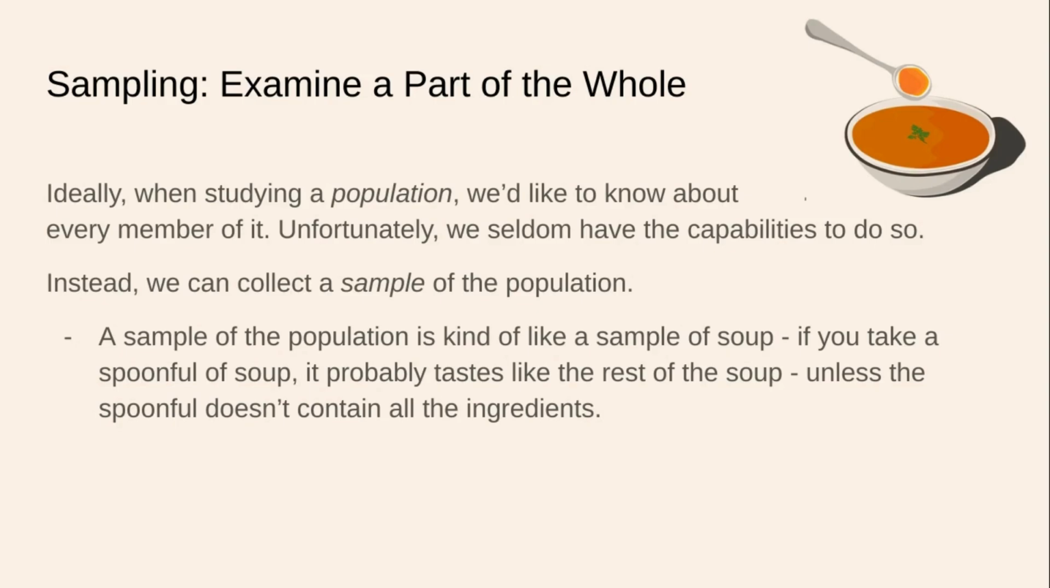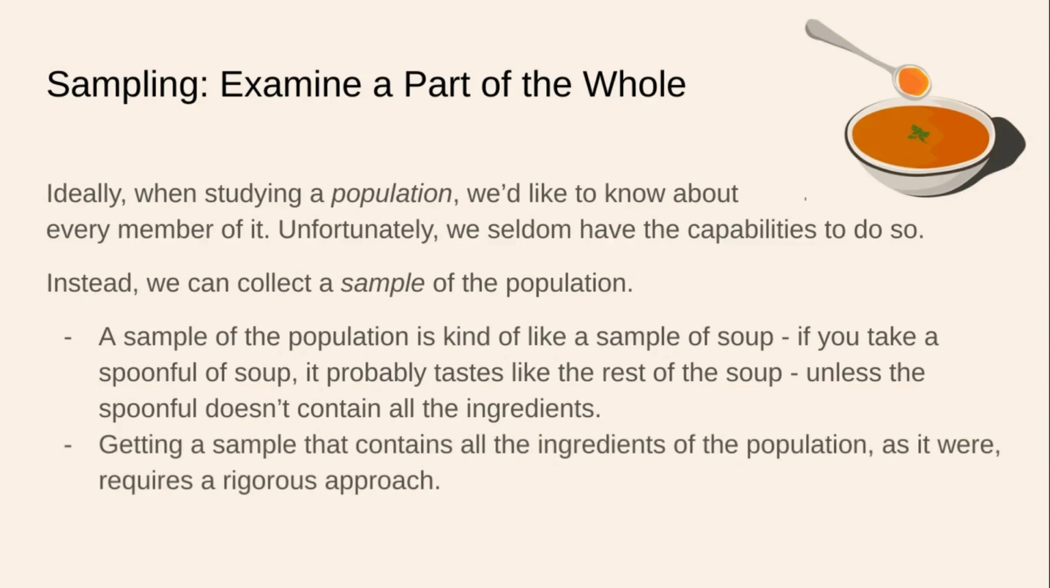If you take a spoonful of soup, it probably tastes like the rest of the soup, unless, of course, the spoonful does not contain all the ingredients. So getting a sample that contains all the ingredients of the population, as it were, requires a rigorous approach. You'll find that it doesn't matter how big the population is. You can have a very, very small sample relative to the population, and you can get a really good idea of the contents of the population. The trick is to get a sample that does a good job representing the population.